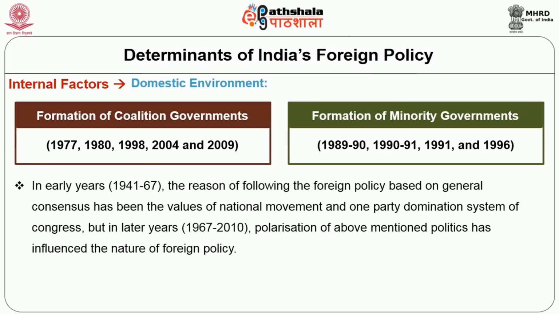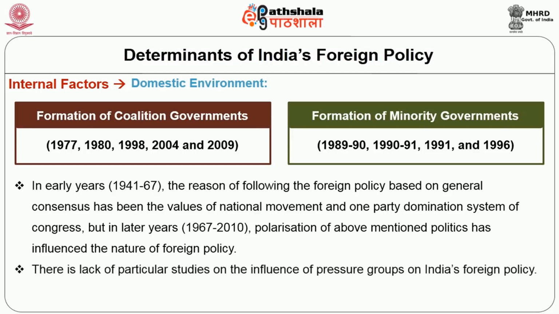In early years, that is from 1941 to 67, the reason of following the foreign policy based on general consensus has been the values of national movement and one party domination system of Congress. But in later years, polarization of above mentioned politics has influenced the nature of foreign policy.